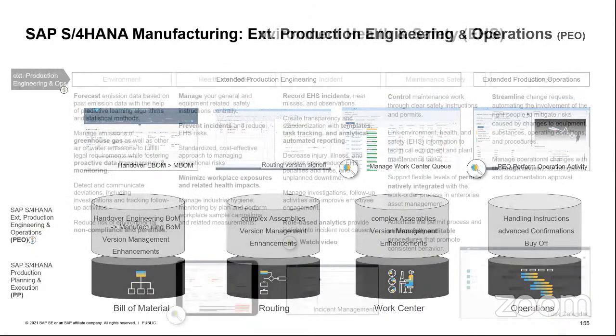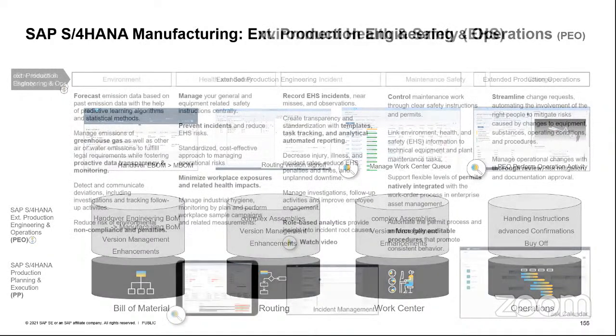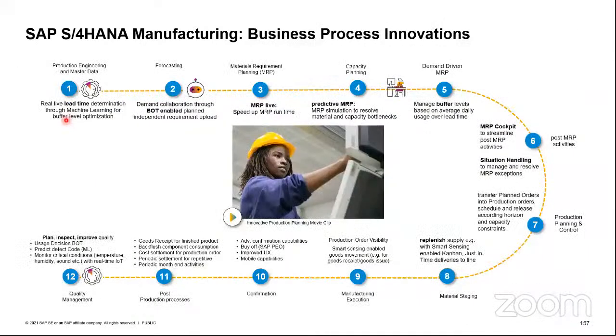EHS, I'm not going to go into it here. Going back to the earlier question, I've just included this slide to provide a way to look at it. If you want to know what innovations are coming in, what can be done on the forecasting side: bot-enabled demand collaboration is possible, where planned independent requirements (PIRs) can be uploaded. Predictive MRP, so you can do MRP simulation. So this is one way of getting an idea of what is possible in terms of intelligent technologies or enhancements.